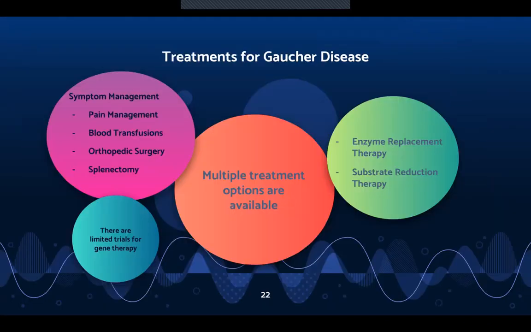In contrast to Tay Sachs disease, there are multiple treatment options available for Gaucher's disease. Symptoms can be managed using pain management therapies, blood transfusions, orthopedic surgery, or in rare cases, a splenectomy. There are now FDA-approved drug therapies, including enzyme replacement therapy and substrate reduction therapy.